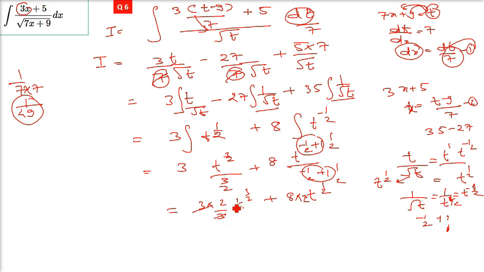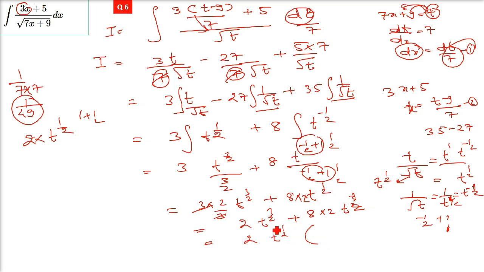3 gets cancelled. We are taking 2 common because you can see in both the terms 2 is common, and t raised to the power half can also be taken common to make it easier. Please remember the first term has 3 by 2, the second term has 1 by 2. So I am suggesting take 2 outside, and t raised to the power half should also be taken outside. So when you take this, 1 plus 1 by 2 is half. When you take half out of t raised to the power 3 by 2, only t will remain. Similarly here when you take 2 outside, it will be 8. It has become so much easier now.